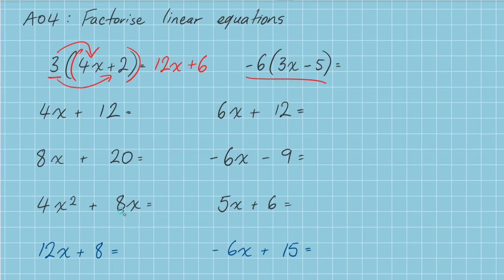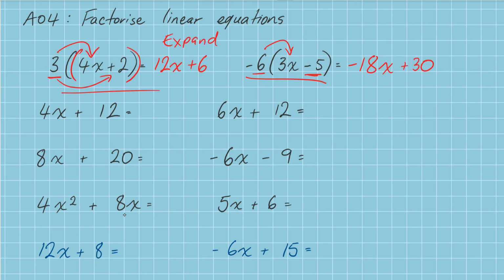If we're looking at the example of this one here, 6 times 3 is 18, so this is going to be minus 18x, and minus 6 times minus 5, or 6 times 5 is 30, minus 6 times minus 5, two negatives make it positive, so this is going to be positive 30. So that is expanding. The skill we're looking at today is the opposite of that.